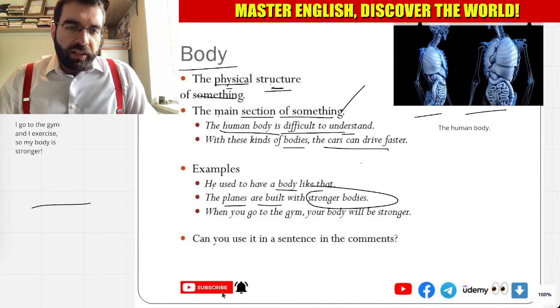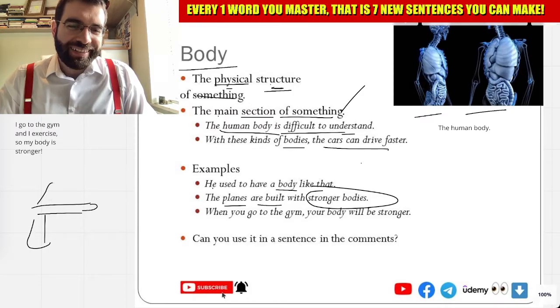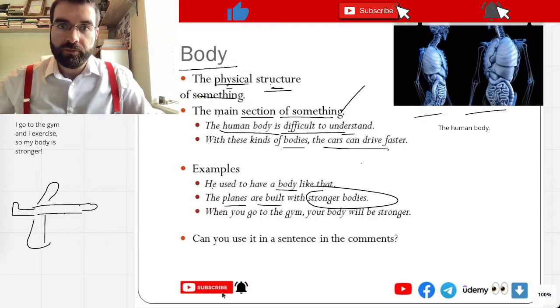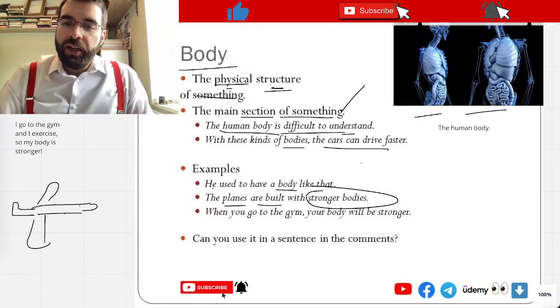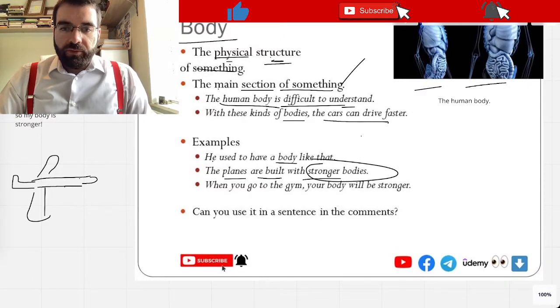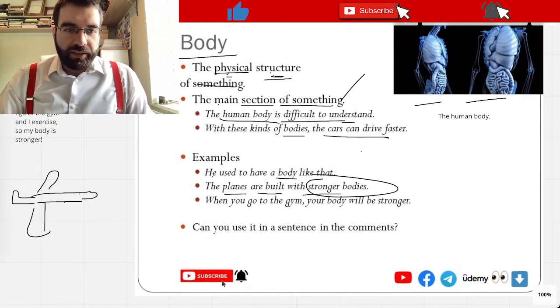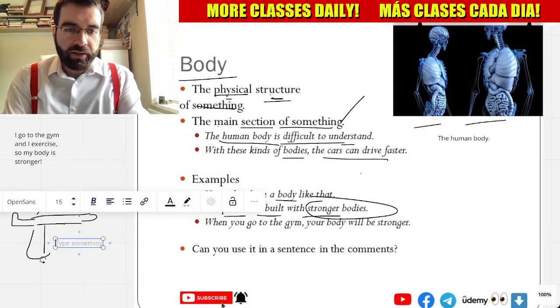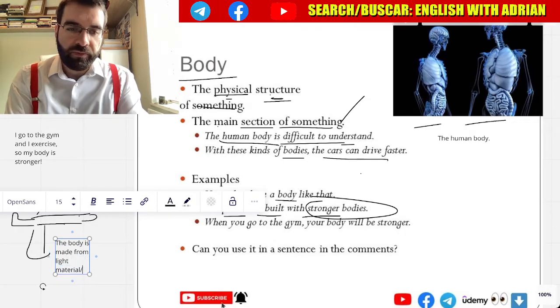So we have the plane here. The plane, and here's the wings. Here's the wings, yeah. And there's the end of the plane, yeah. So the body, the physical structure, what we can touch, the body is stronger. The plane's body is lighter than before. The body is made from light metal or light material or metal.